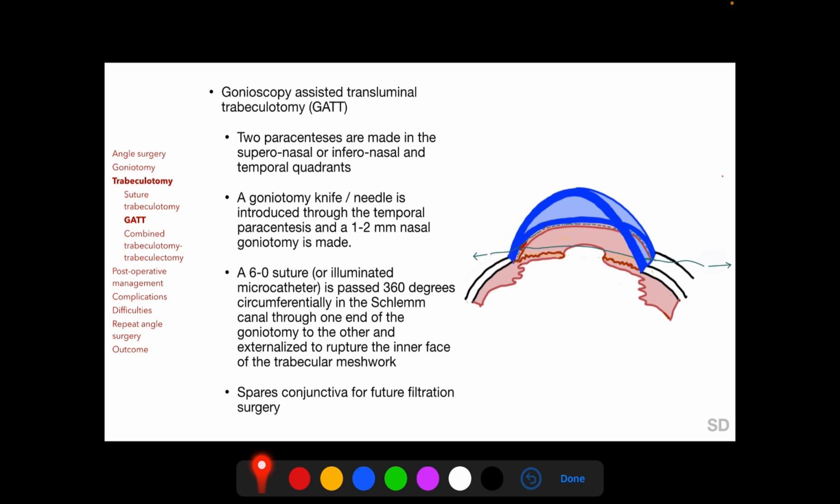The two ends of this suture or the microcatheter are then pulled in opposite directions so as to rupture the inner face of the Schlemm's canal and the trabecular meshwork. Like goniotomy, GAT spares conjunctiva for future filtration surgery, but unlike goniotomy, GAT can treat 360 degrees of the angle.